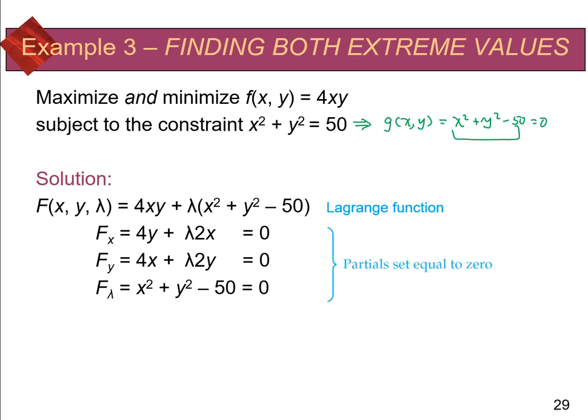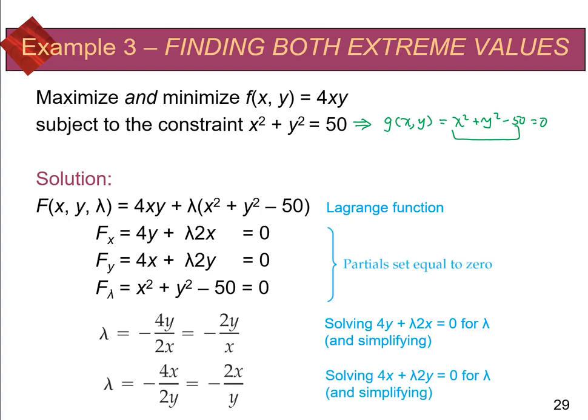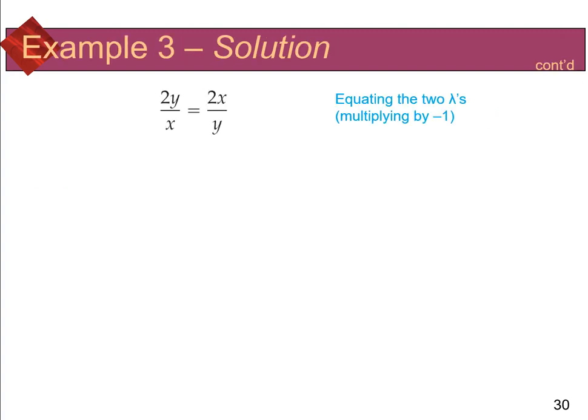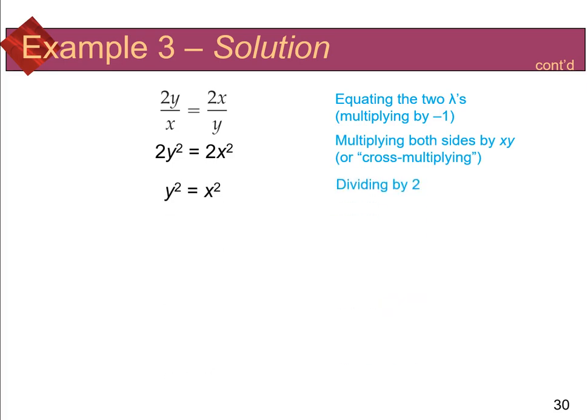When I do my partials, here's what they are. They don't show all the simplification along the way, but you could go through and make sure that's what you get. They solve both the f sub x and f sub y in terms of lambda. You end up with this function here, which means that 2y squared would equal 2x squared. Y squared would equal x squared. And there's a couple of situations. So y is going to equal plus or minus x.